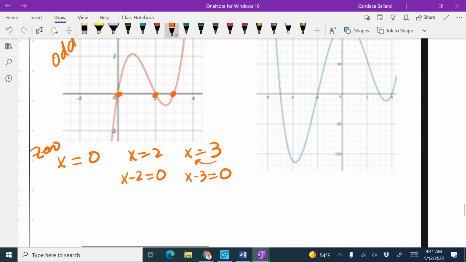Okay. I'm going to take those 3 linear factors and I'm going to multiply them together because that was the pattern that we saw before. I'm going to name the function f of x. So f of x equals, all I'm writing is this times this times this. So x times x minus 2 times x minus 3.